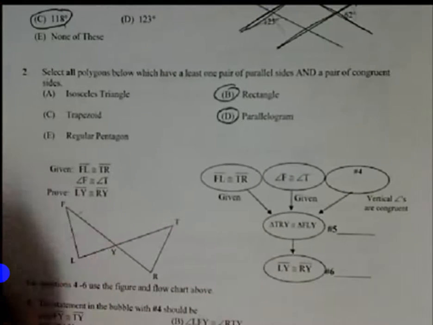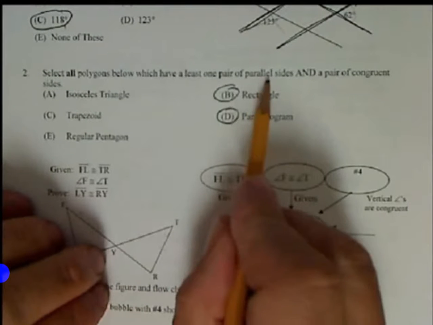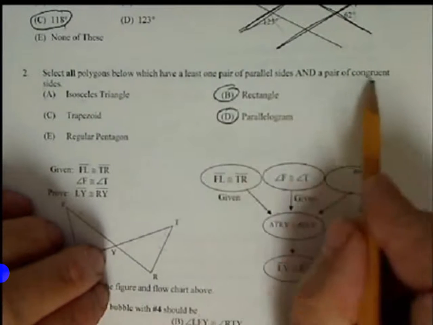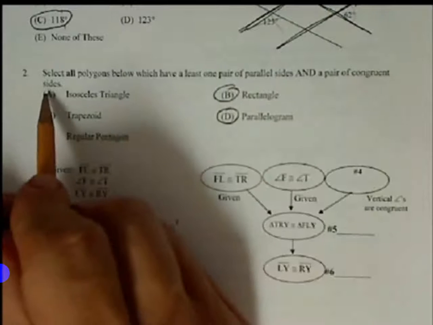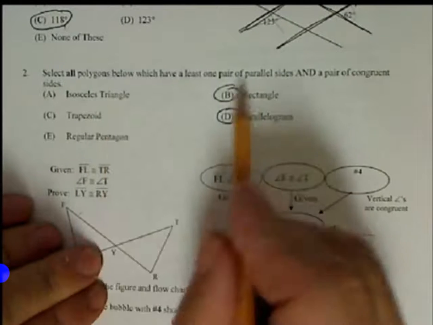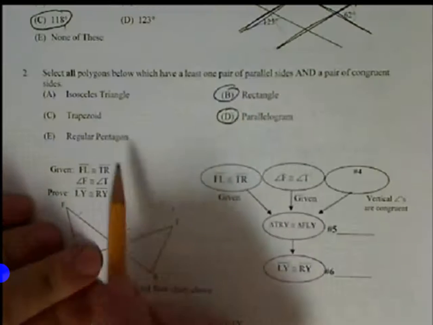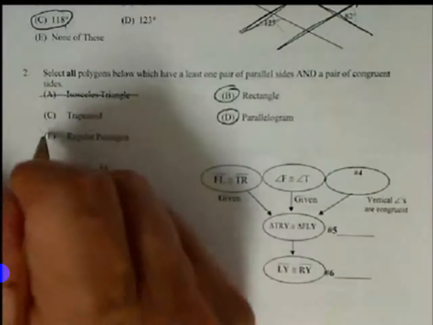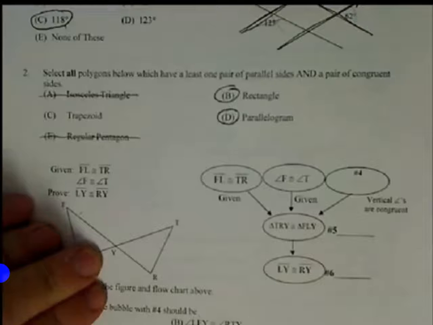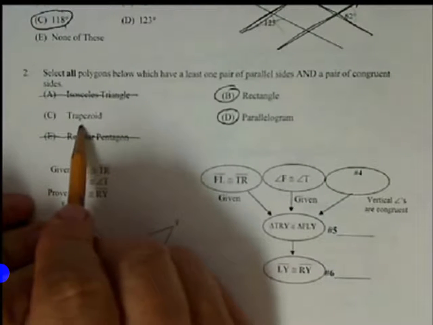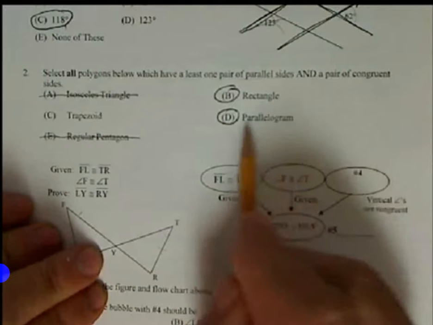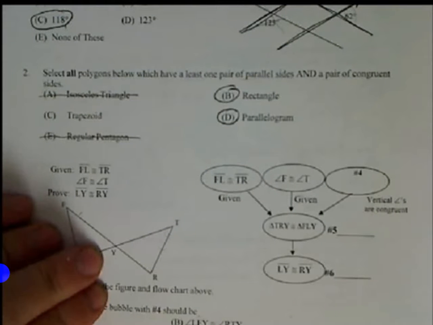Okay, next one. I'm going to select all polygons below which have at least one parallel side and a pair of congruent sides. Well, an isosceles triangle does not have parallel sides, so I'm going to cross off all the ones that don't have parallels. That one doesn't. A pentagon does not have parallels. Okay, now I need a pair of congruent sides. So a trapezoid has a pair of parallel sides, rectangle and parallelogram. Certainly parallelogram is right in the word. Those have parallel sides.